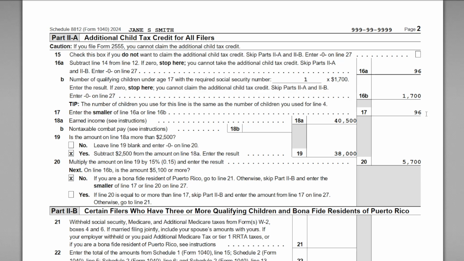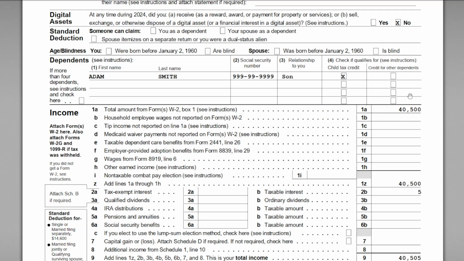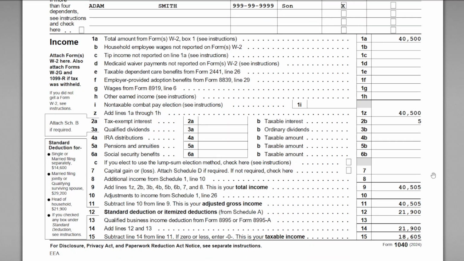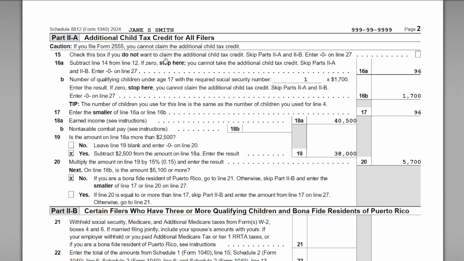So now, line 18A, earned income, we report all of our earned income from line 1 of the 1040. So $40,500 is our W-2 wages up here, okay? Now notice how it doesn't include the interest, right? So we're not using adjusted gross income here. We're using earned income only. That's really important. In order to claim the ACTC, you've got to have a certain amount of earned income, otherwise you're not eligible for it. So we've got $40,500. 18B is blank for us. We don't have any non-taxable combat pay.